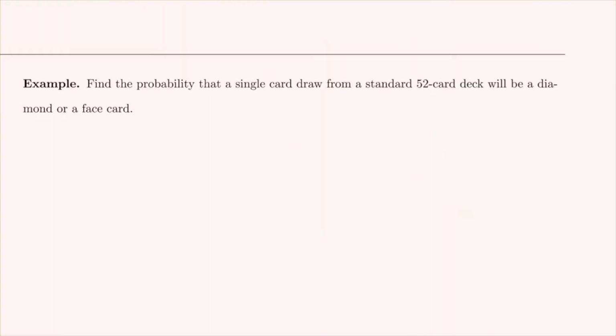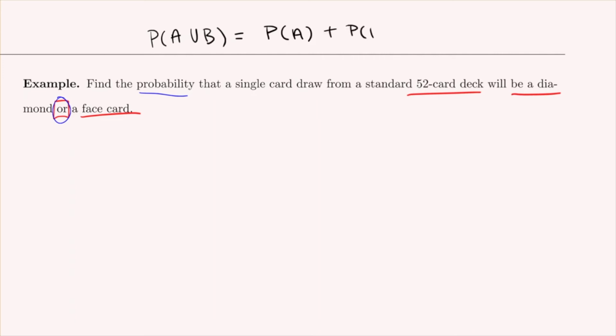Now our next example says find the probability that a single card drawn from a standard 52 card deck will be a diamond, or, we see the word or, face card. So whenever we're dealing with probabilities and the word or, we automatically write down the formula: the probability that A or B occurs is the probability that A occurs plus the probability that B occurs minus the probability that they both occur. And now I just need to calculate the probability of A, the probability of B, the probability of A and B, and then format it in this correct equation.